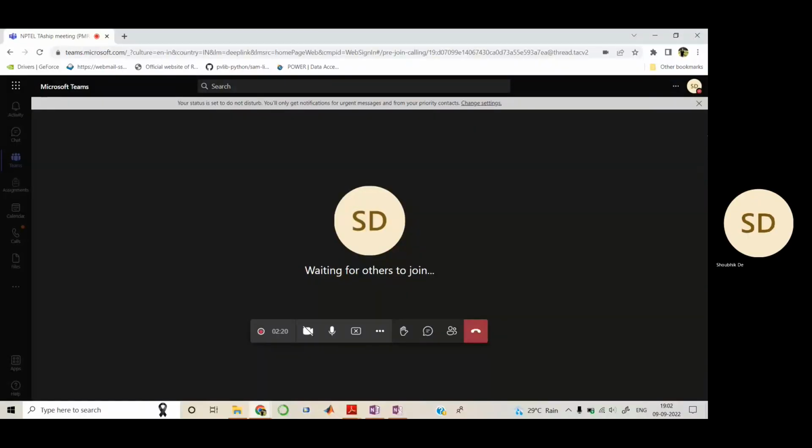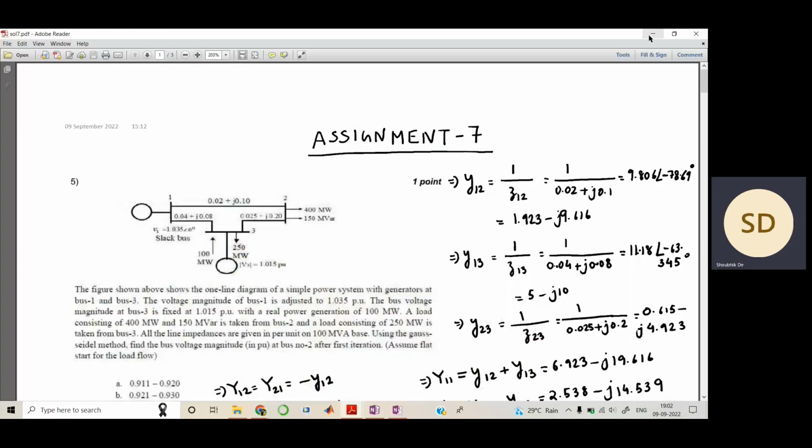Today we will be discussing assignment number 7 and I will be sharing my screen. Sorry for any background noise that you could be hearing because of the Ganpati Visarjan. I hope my screen is visible.